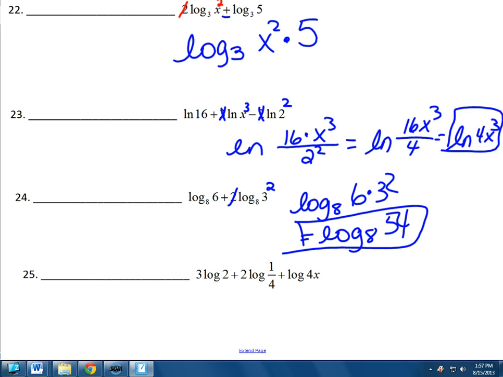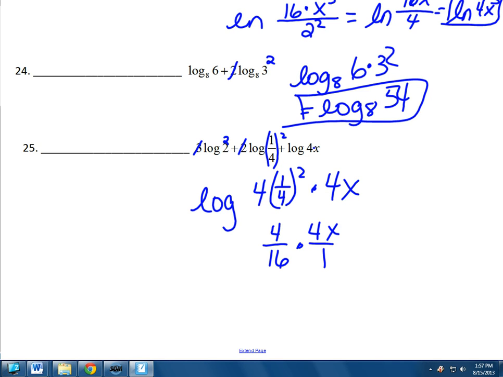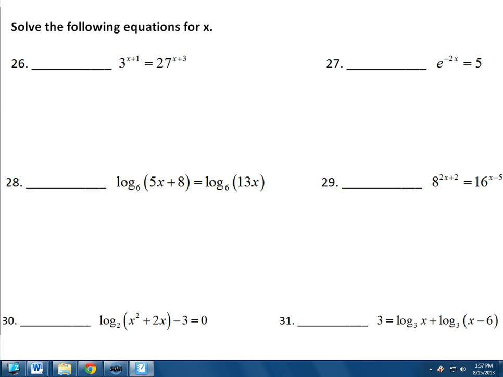One last problem here. All right, exponent, exponent, kind of have to think of it like that. And there we go. I'm going to change this. We have now log of 2 squared. I'm going to make it 4 times 1/4 squared times 4x. Why they didn't split this up, I don't know. All right. 1/4 squared, this would be really 4 over 16 times 4x over 1. These all cancel out. This would be a 16/16. So my answer in the end is really log of x. Much simpler. Okay, let's keep going.